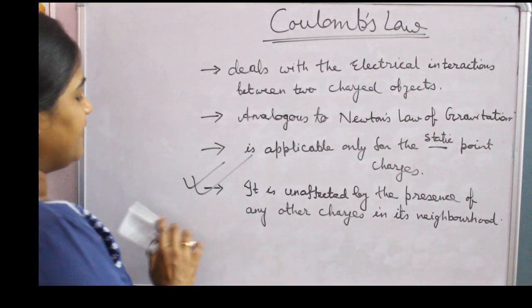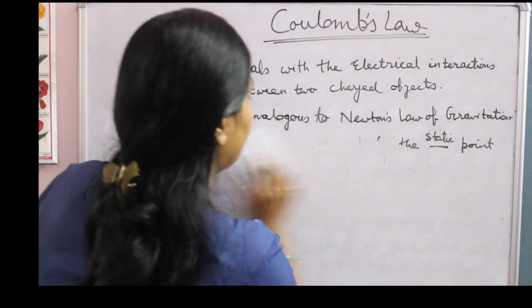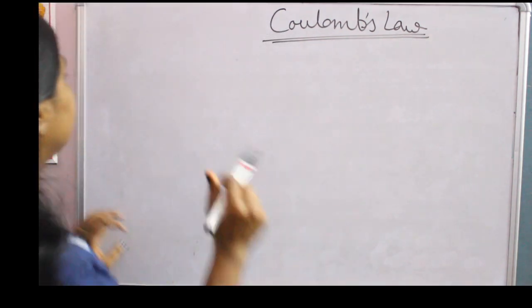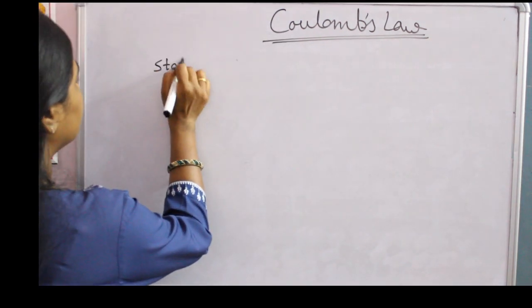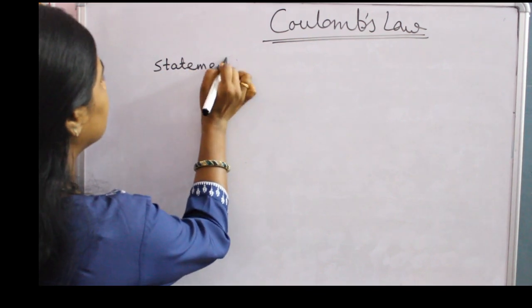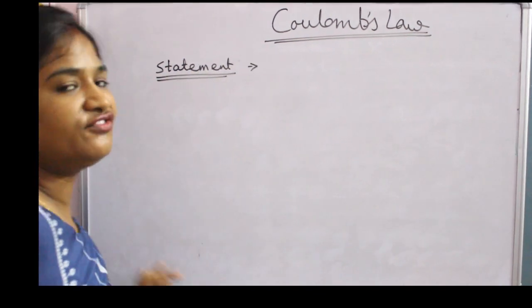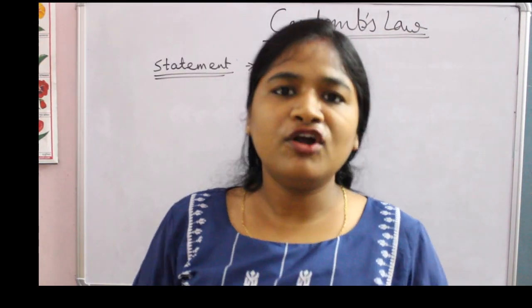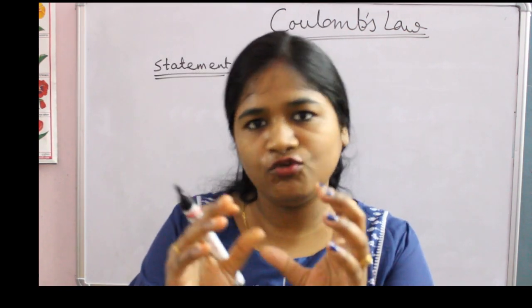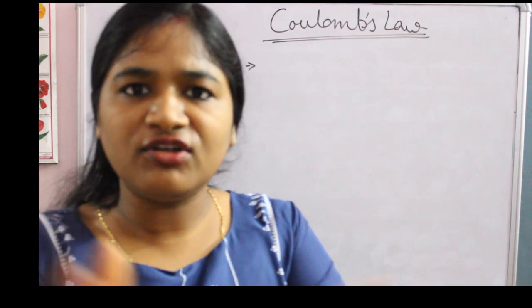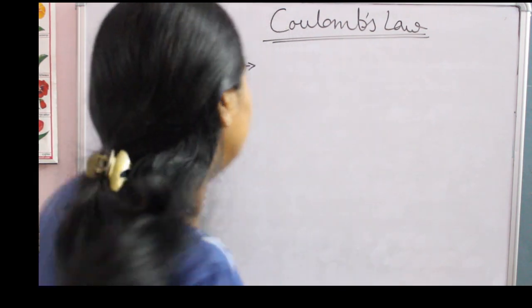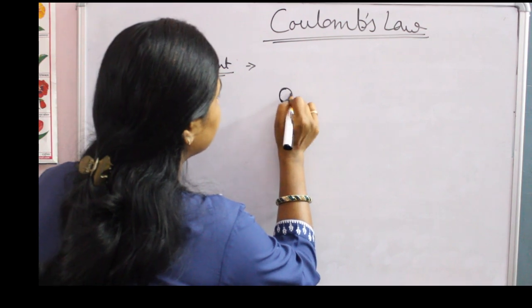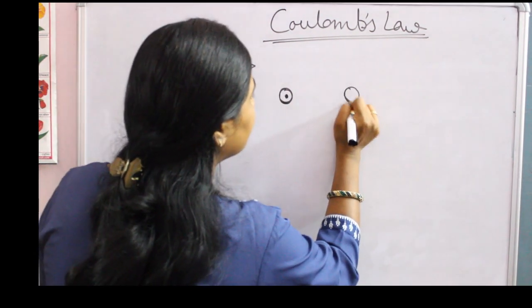So next thing is, what is Coulomb's law? What is the statement of Coulomb's law? Now let's talk about the statement. Coulomb's law says that the electrostatic force acts between any two charged objects. Suppose we take two charged objects, A and B.